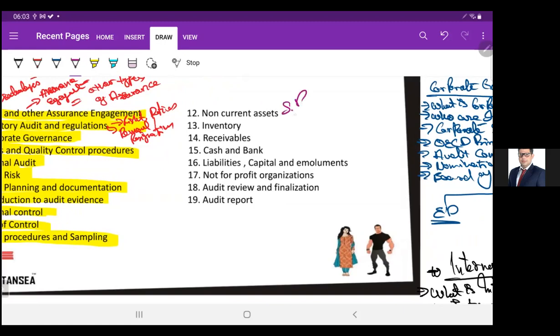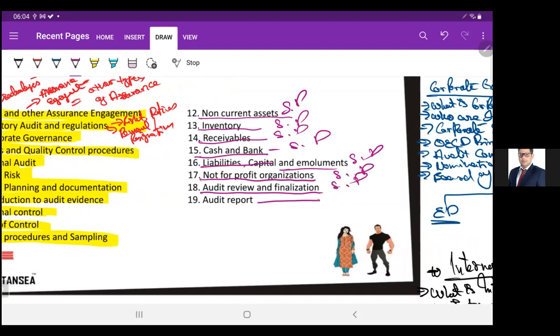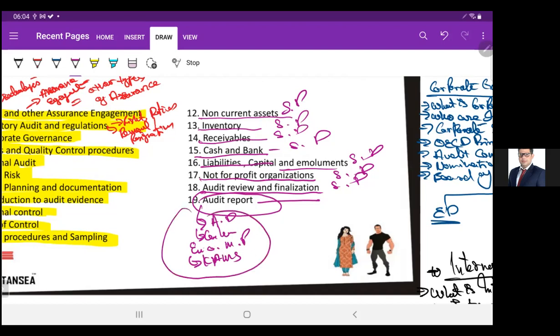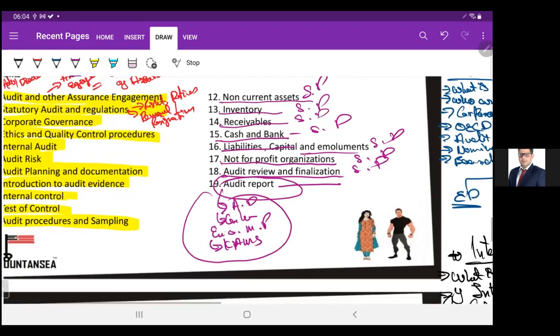procedures on each of these: on non-current assets, on inventory, on receivables, on cash and bank, liabilities, capital and equity, not-for-profit organizations, audit review and finalization, and finally audit report will be our last area, in which we will look at what an audit report is, the contents of the audit report, what is emphasis of matter paragraph, what are KAMs, and all of it in detail, and then our course will be complete, right?